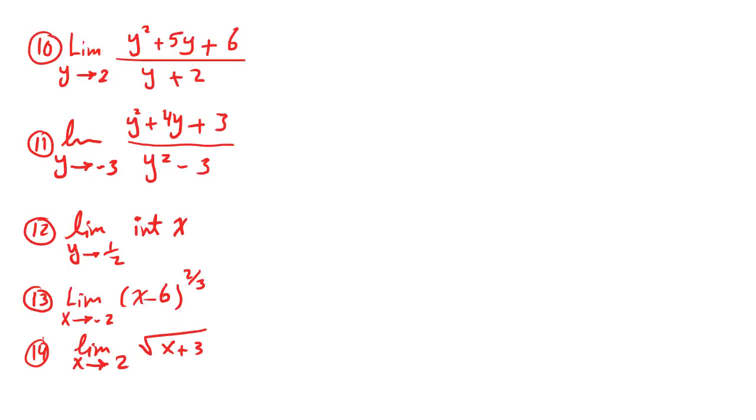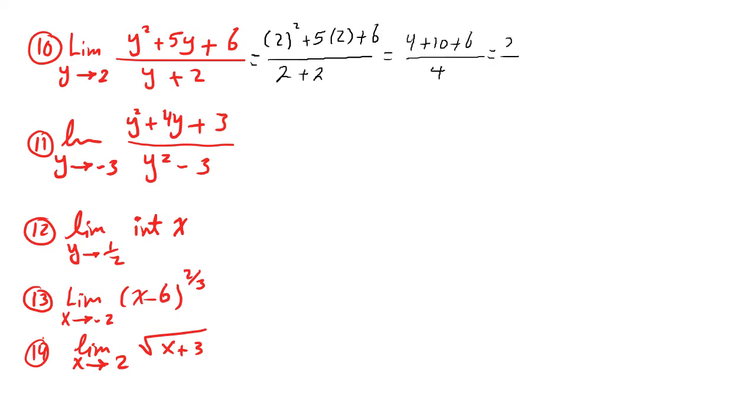I'm still working with substitution, so all I have to do is plug in y with 2. So 2 squared plus 5 multiplied by 2 plus 6 over 2 plus 2, and 2 plus 2 is equal to 4, and 4 plus 10 plus 6, which is 20, over 4, which is equal to 5.